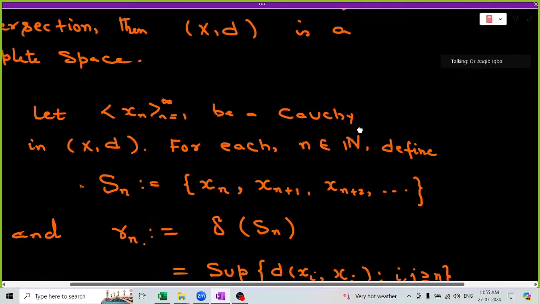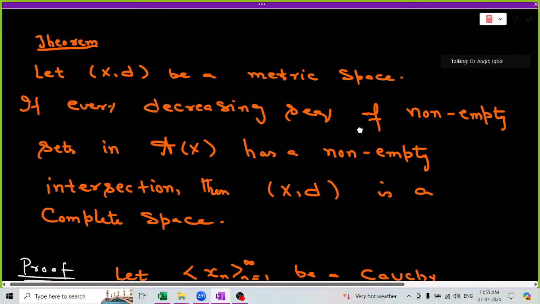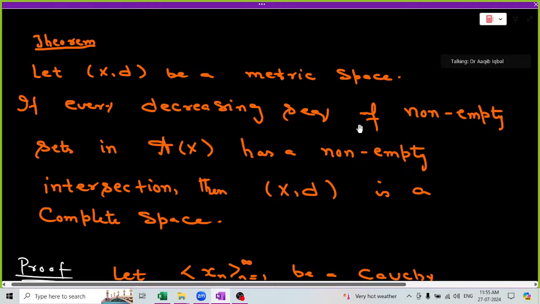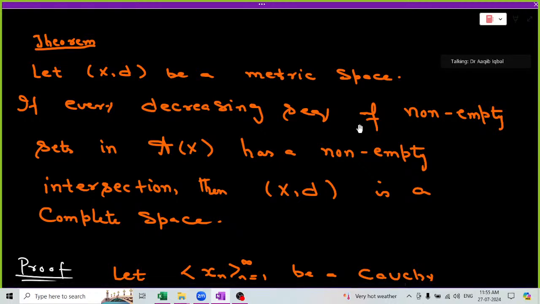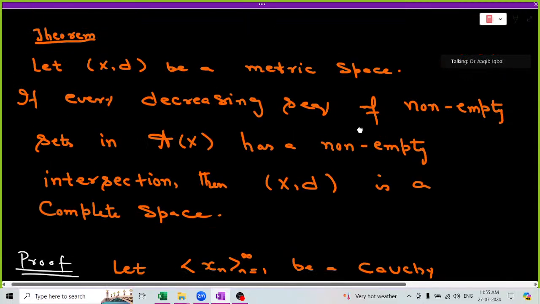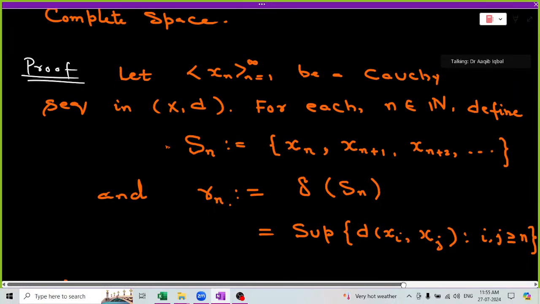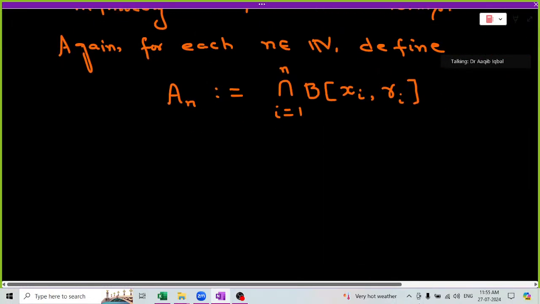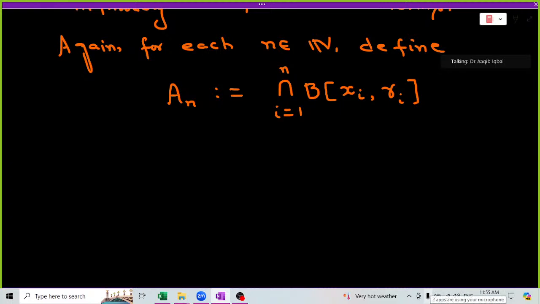What do you actually need for our assumption? We are assuming every decreasing sequence in admissible sets, so these will be in AX as well. Bounded admissibility holds because they are intersections of balls, so they are bounded also. So they are in AX, these ANs. But what about the non-emptiness? How are these ANs non-empty? Tell me that.